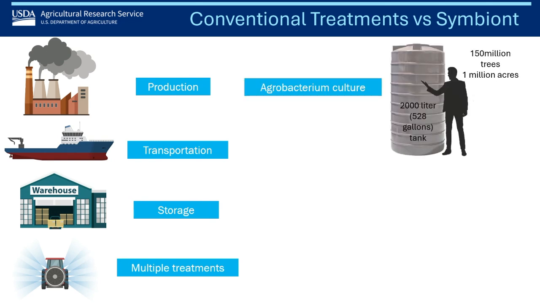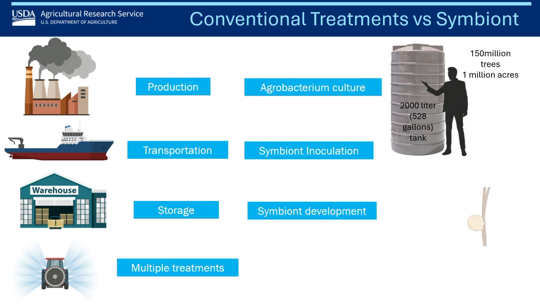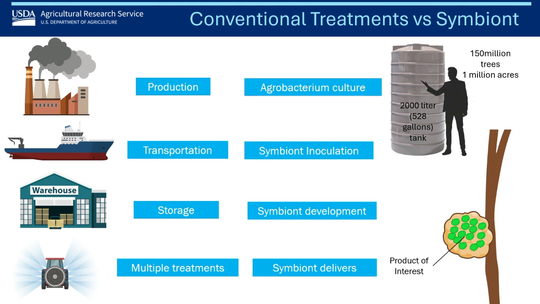With the symbiont, we think that 2,000 liters, 520 gallons, can treat 1 million acres, 150 million trees. And usually you do the symbiont inoculation. You have the symbiont development. The product is made by the symbiont, which then will move into the plant.